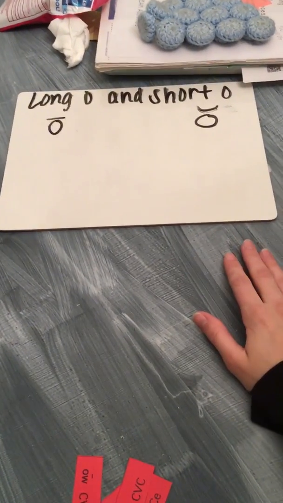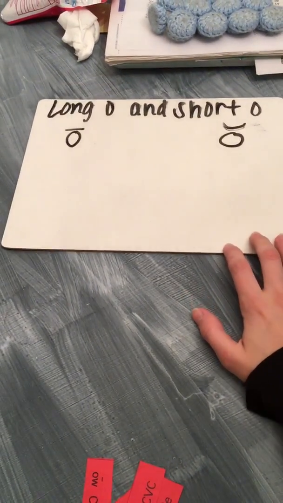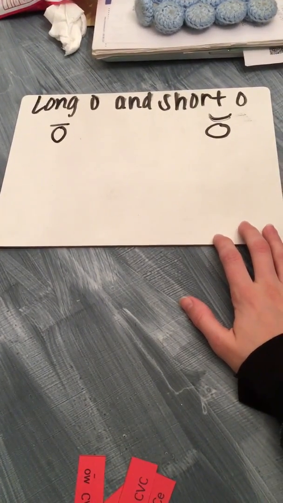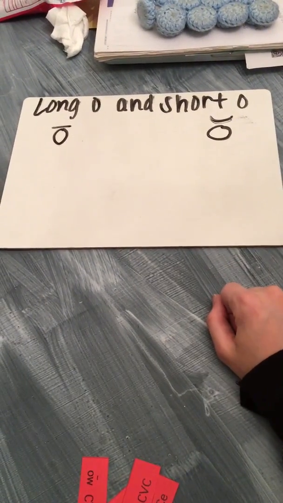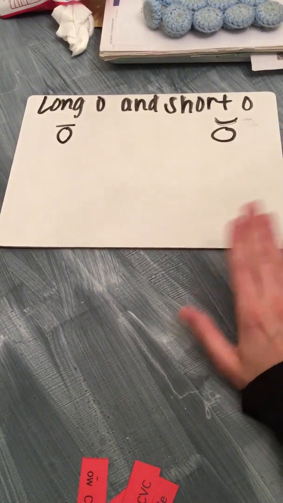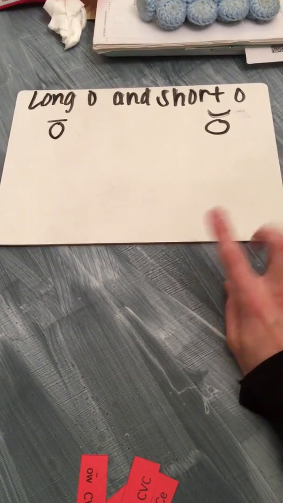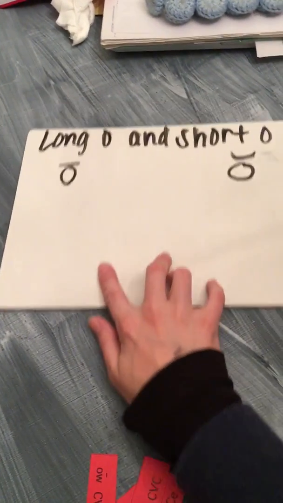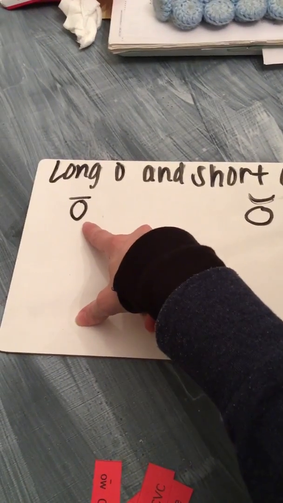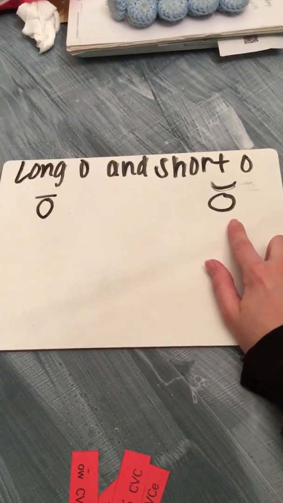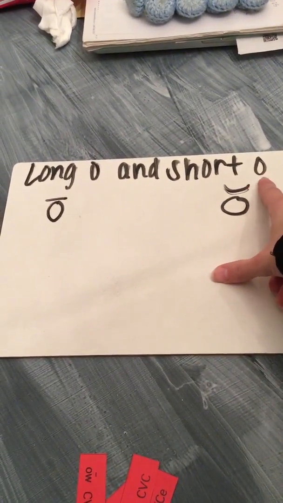Hello, Red Group. So today we are going to continue with our long vowels and short vowels and bring that into O. So last week we talked about long and short A. If you remember, a long vowel is one that says its own name. So O in this case. And a short vowel is one that makes a typical sound that we know, like ah, or other O sounds.